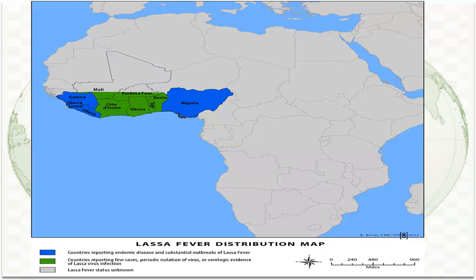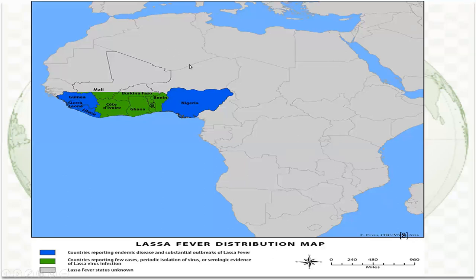Now, this is how Lassa is being spread in Africa. What we see here is that it just happens within a particular region in Africa. The blue has to do with the countries where it's endemic, and the green has to do with countries where there are a few reported cases, a periodic isolation of the virus. Nigeria is endemic, and we have Guinea, Senegal, and Liberia. Within this, there are other bordering countries that are only having a few cases. So this is the way the Lassa virus is distributed in Africa.